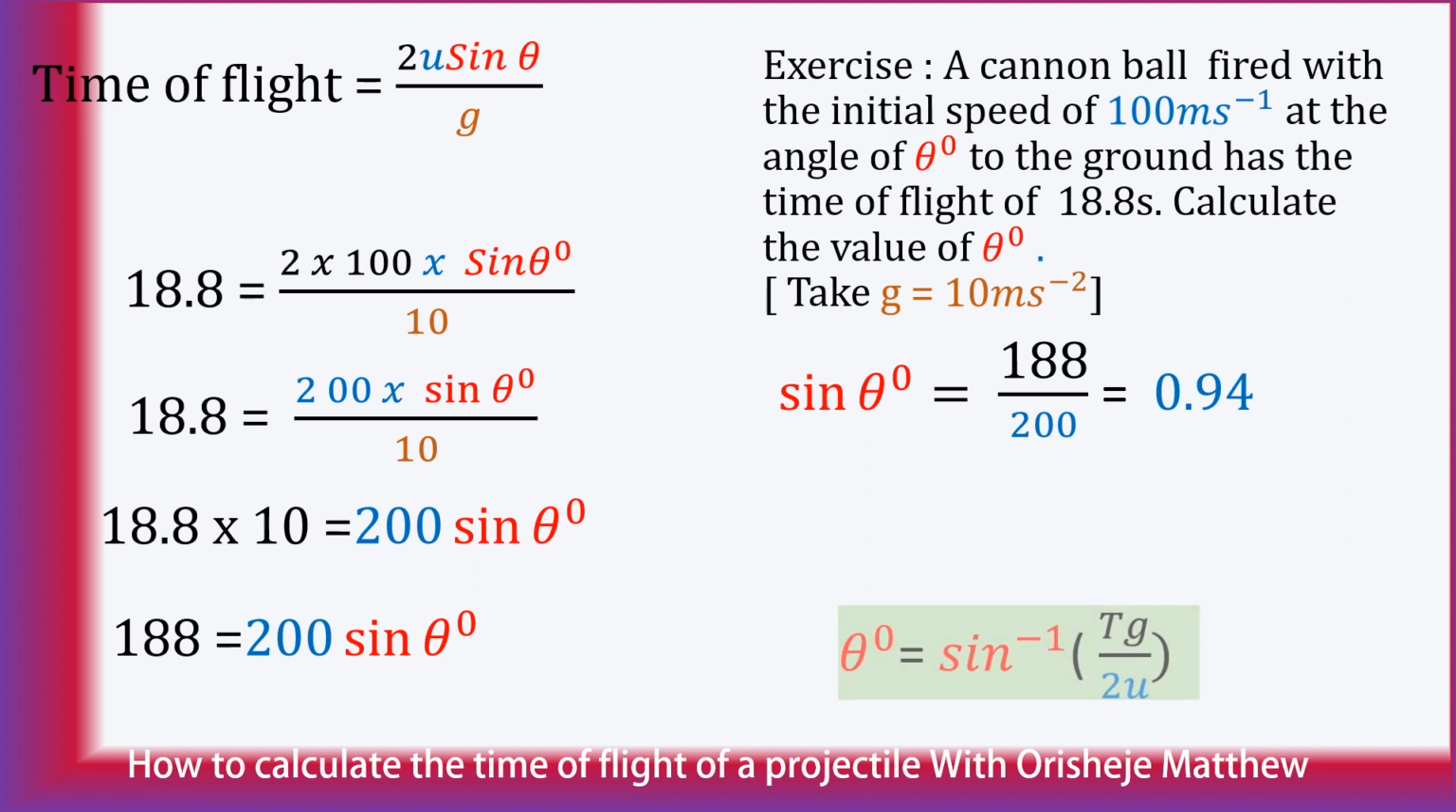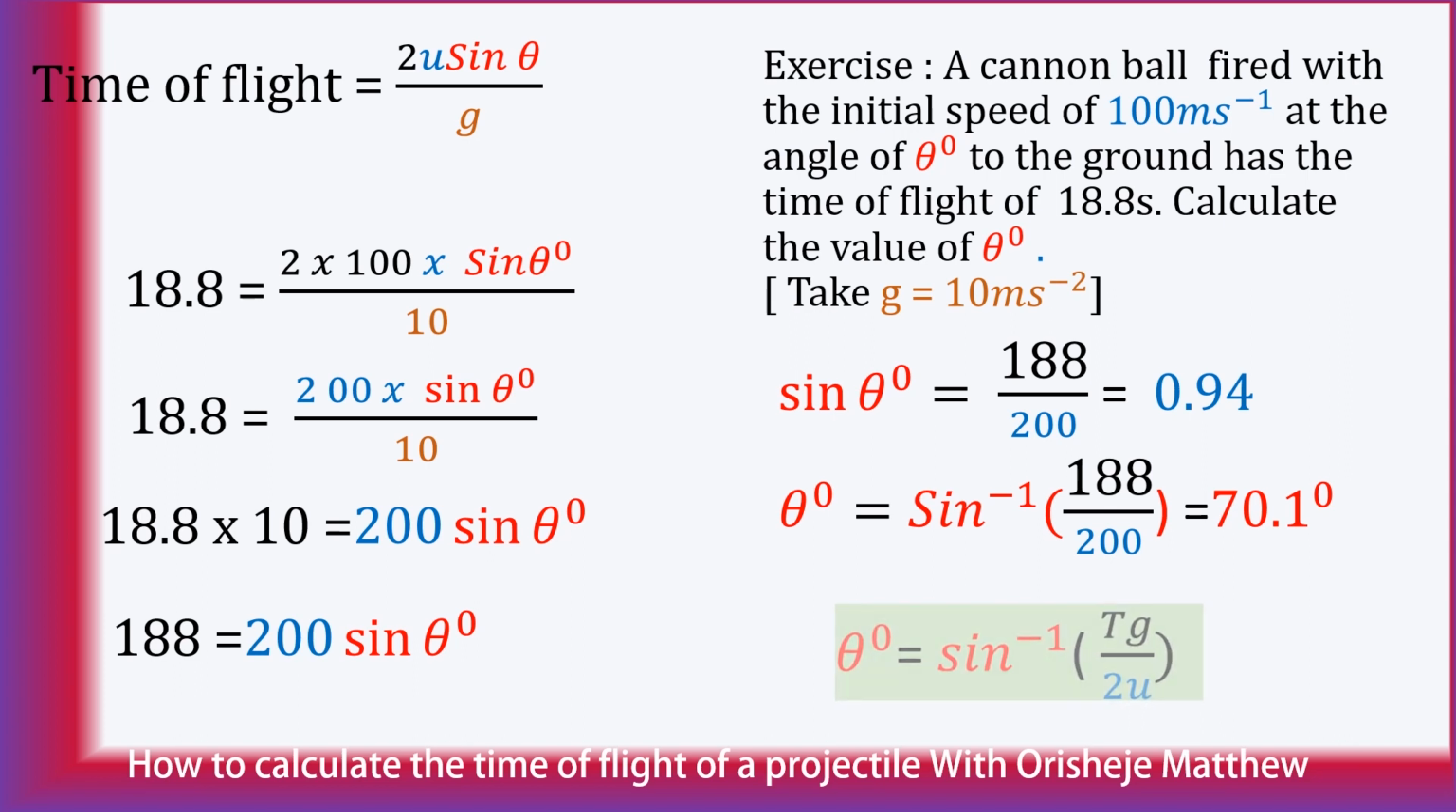So what is the angle? Which angle has that sine? So you get the arc sine. So arc sine of 0.94 is equal to 70.1 degrees. So that is how you get the angle of projection.